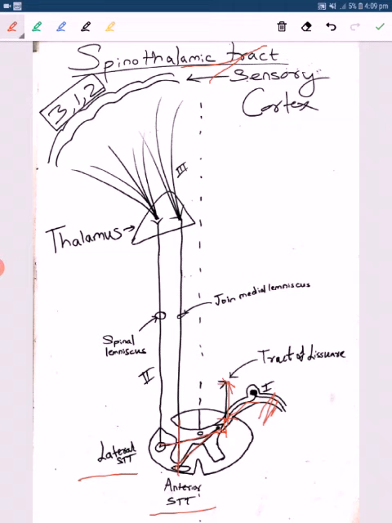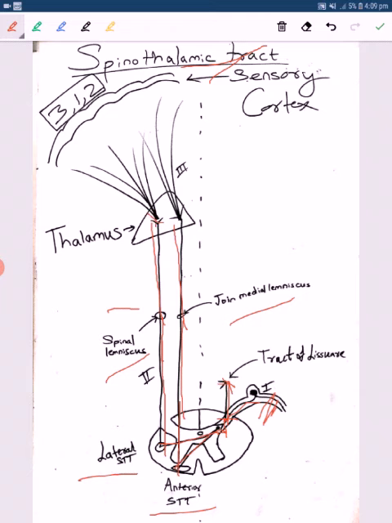Now, these fibers ascend upwards, and the fibers of the lateral spinothalamic tract continue with something called the spinal lemniscus, while those of the anterior spinothalamic tract join the medial lemniscal system. Both of these fibers separate at the medulla, but they eventually reach the thalamus. There is no doubt regarding this. Both the spinal lemniscus and the medial lemniscus reach the thalamus.